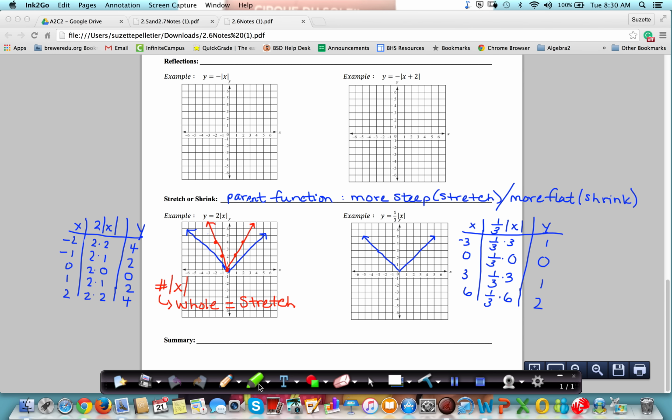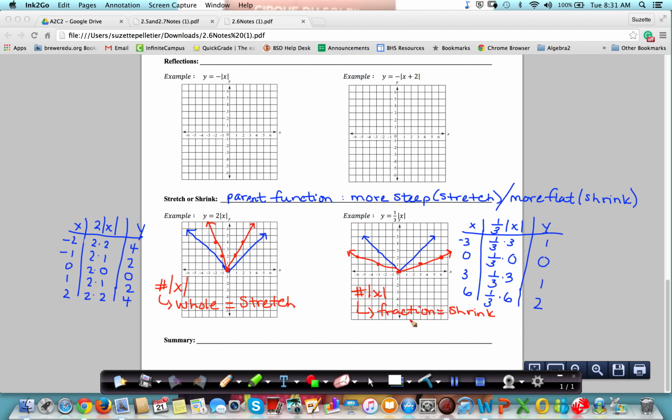So let's do this in a different color. At -3, I'm at +1. At 0, I'm at 0. At 3, I'm at 1. You can see this is a mirror image. At 6, I'm up here at 2. So at -6, I would also be up here at 2 because it's a mirror image. So now you can see that when the number on the outside of my absolute value is a fraction, that means that we're shrinking it. Okay? And again, use the chart to help you if you're really getting stuck.